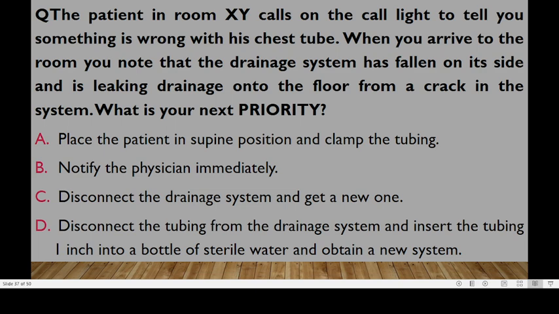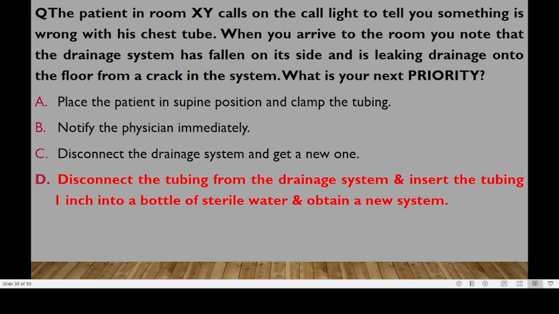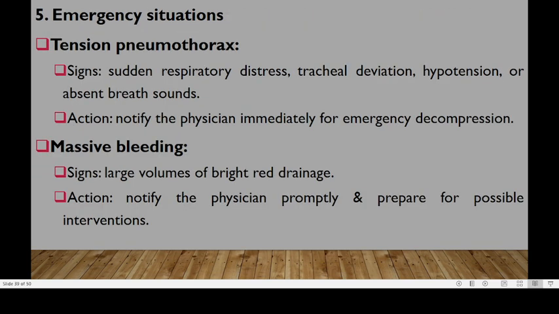Disconnect the tubing from the dressing and insert the tubing 1 inch into a bottle of sterile water and obtain another system. I think that's what you need to do so that you have at least been able to take care of the patient, and looking at the long term, you also want to secure a new system, and you have prevented the formation of complications like tension pneumothorax.